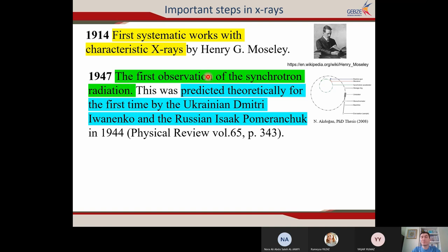So this was the experimental observation of synchrotron radiation in 1947. And actually, theoretically, it was predicted in 1944 by the Ukrainian Dmitry Ivanenko and the Russian Isaac Pomeranchuk. They published their theoretical prediction in the Physical Review journal.